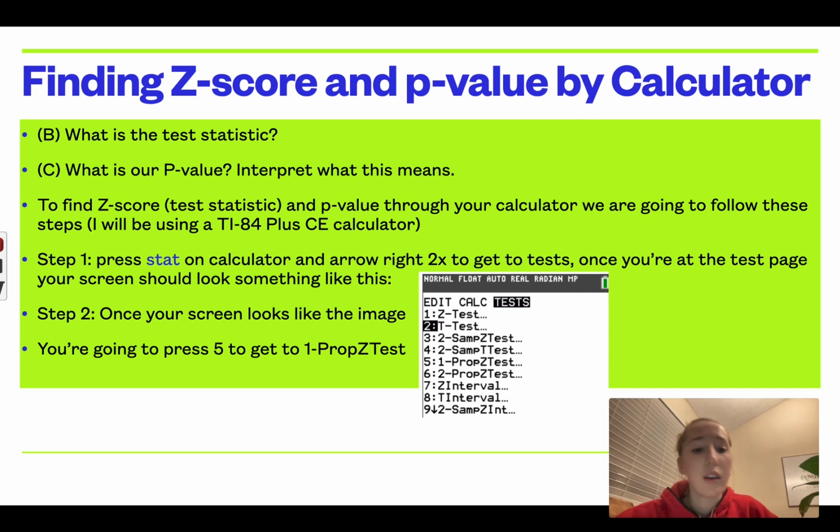So for step 1, we're going to press STAT on our calculator, which is going to be 2 away from alpha to your right. And once we press that, you're going to go over 2 times to TESTS, and your calculator screen should look like the picture on the screen at this point. And once you get to that screen, you're going to go down to 5, which is the 1-PropZTest.